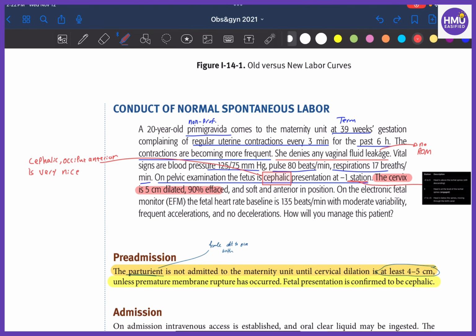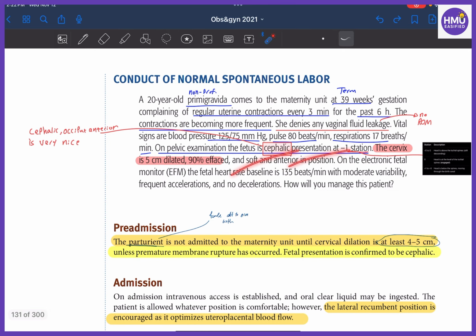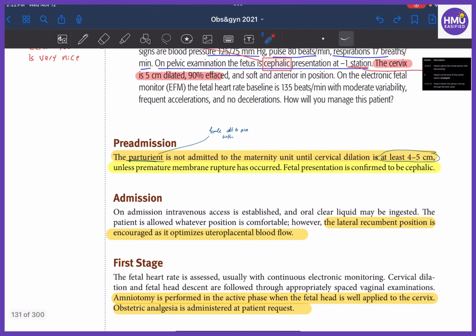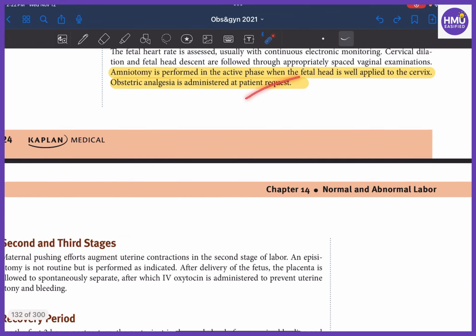Now we have this case. It's just a normal case of labor. There's no complications. It's talking about a normal case. And what we do with the case, I was going to explain it in detail, but when you read it, there's barely anything in it.